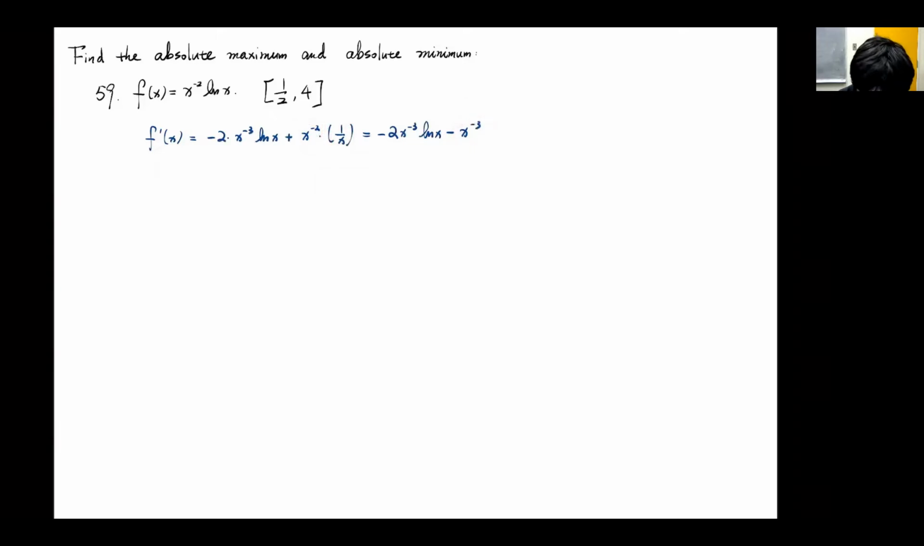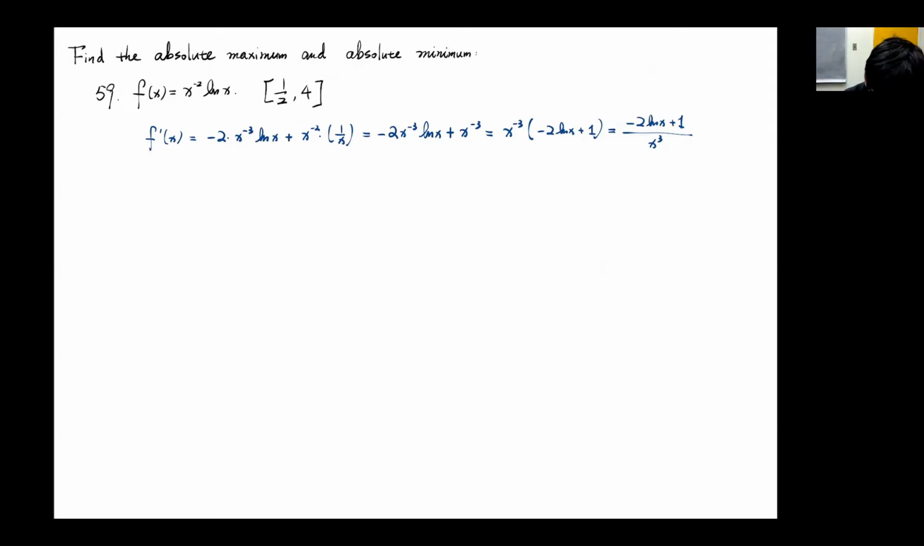Okay, so then you can factor out, this should be positive, not negative. You should factor out x to the minus 3 in the front so as to get minus 2 natural log of x plus 1. In order to make it easier for us to analyze the derivative, let's write it as a simple fraction. So this will basically be minus 2 natural log of x plus 1 divided by x cubed. All right, so this is the derivative of f of x.